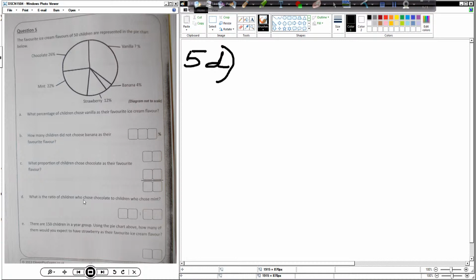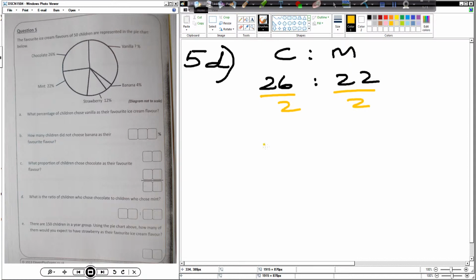What is the ratio of children who chose chocolate to children who chose mint? So we know chocolate, mint. Well, chocolate was 26%, and the mint was 22%. We can just leave them as percentage value and cancel them down. So we divide them both by the biggest number that we divide into, so we divide them by 2. So 26 divided by 2 will give us 13. 22 divided by 2 will give us 11. So the ratio is 13 to 11.